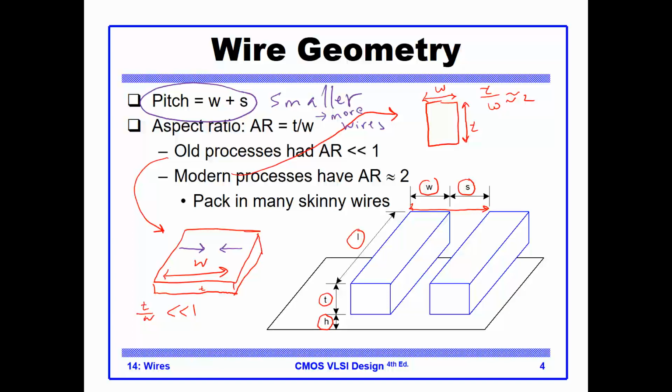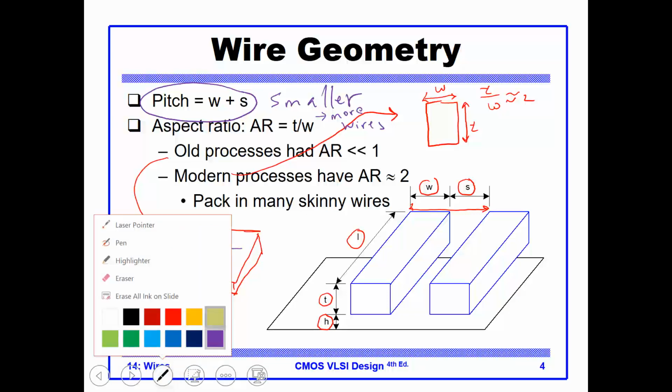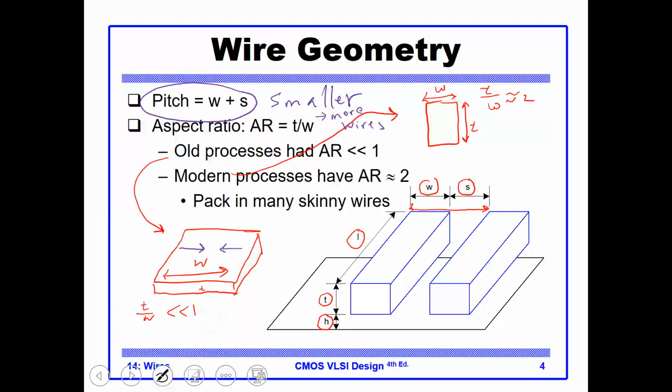Now, the change of wire design from this shape to this shape has produced different estimates for the capacitances, and we were working in the past with certain models for these wires, and now we have to update those models to more complex models because of this aspect ratio.